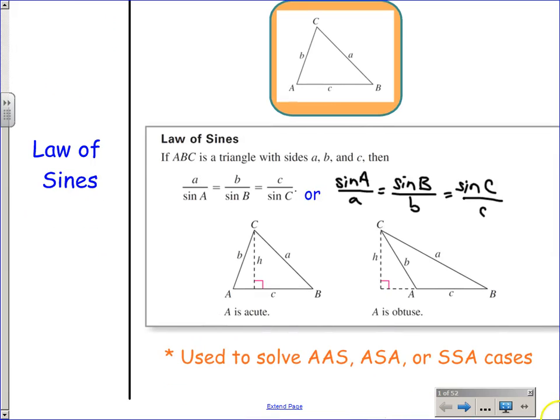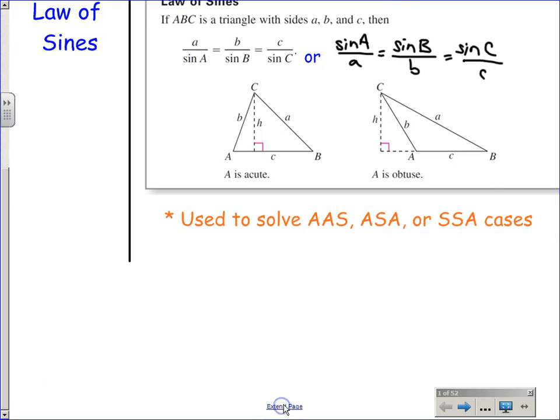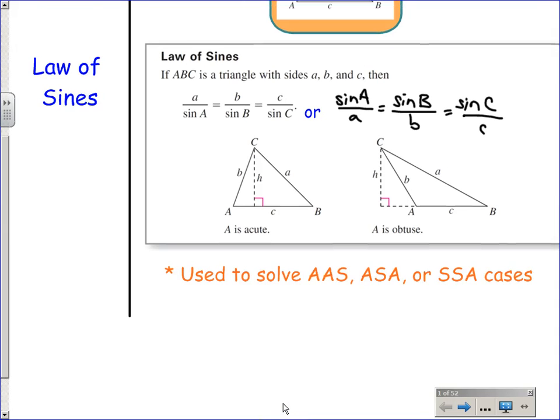Law of sines says, given any triangle, not just a right triangle, any triangle, the ratio of a side with the sine of its corresponding angle, a side with the sine of its corresponding angle, the ratios will all be equivalent, or will all be the same. Now, why is there an or?